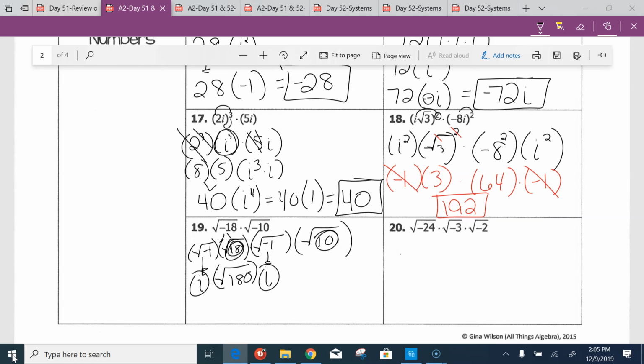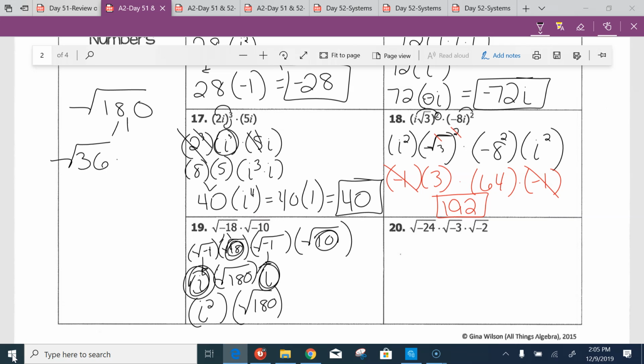Well, let me go ahead now and do some more simplifying. I have an i times another i. That means I really have this i squared. Then I have times the square root of 180. I need to break all that down. So the square root of 180 can be broken down into the square root of 36 times the square root of 5. The square root of 36, I know, will equal plus or minus 6. And I know the square root of 5 is just the square root of 5. That's just some random decimal.